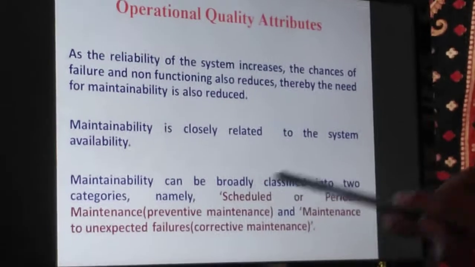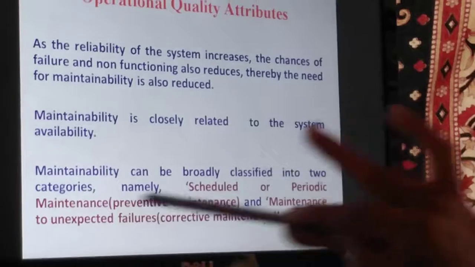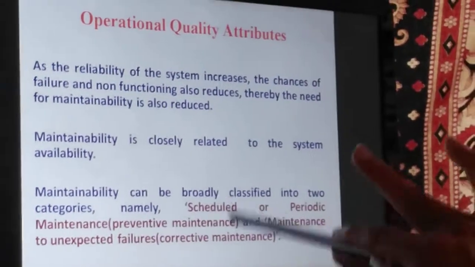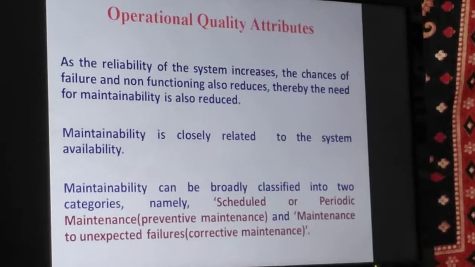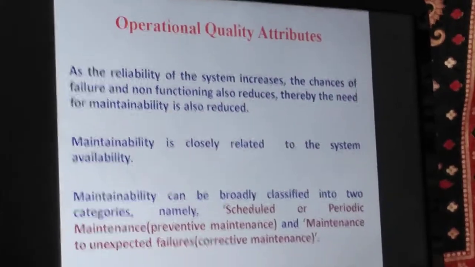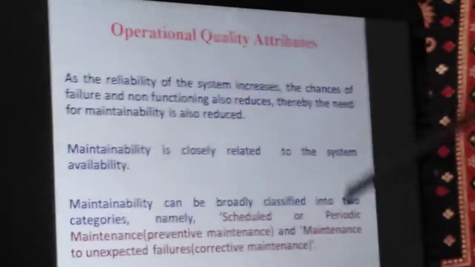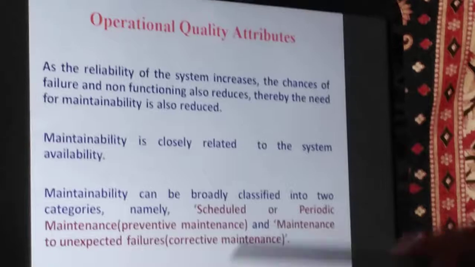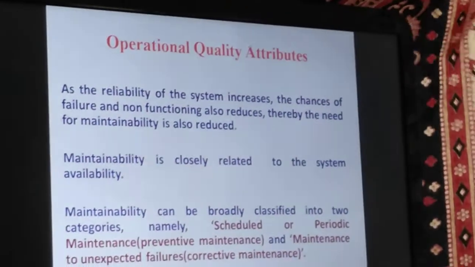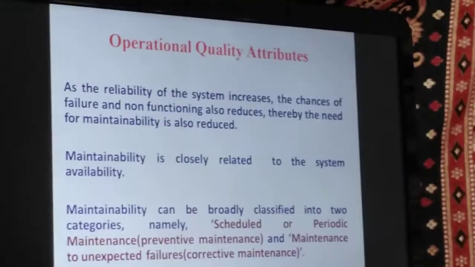Maintainability can be broadly classified into two categories, namely scheduled or periodic maintenance, and maintenance to unexpected failure. Scheduled maintenance is preventive maintenance, because some systems require monthly, six-monthly or yearly maintenance. Maintenance to unexpected failure is corrective maintenance. As soon as some change happens in the function, people will go for maintenance.